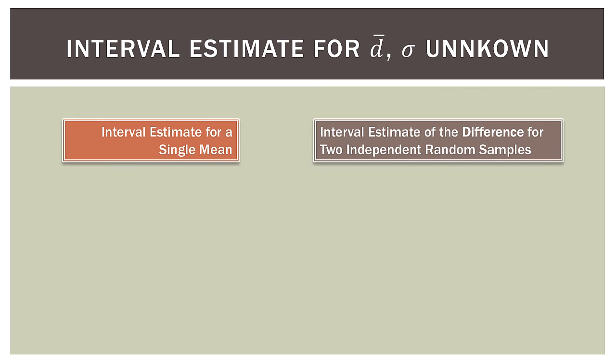So what about the interval estimate for a single mean as it compares to the interval estimate of the difference for two independent random samples? Remember, in the single sample, we had x bar, our sample mean, plus or minus some margin of error. Now over here in the two independent random sample cases, we have the same thing. But now we have d bar, which remember is the mean of the differences, plus or minus some margin of error. Very similar.